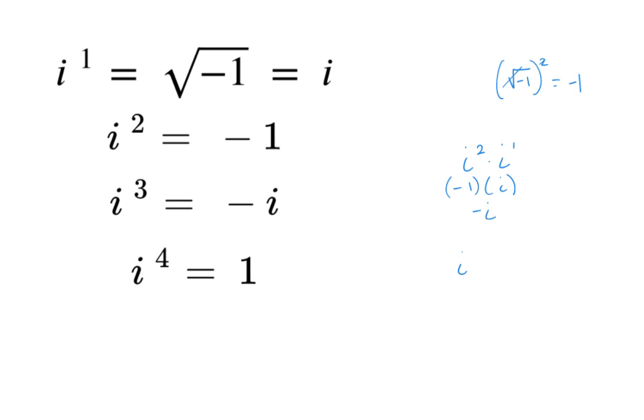Well, i to the fourth would be i squared times i squared. That'd be 4 of them. i squared is -1, and -1 times -1 is +1. So i to the fourth is +1.